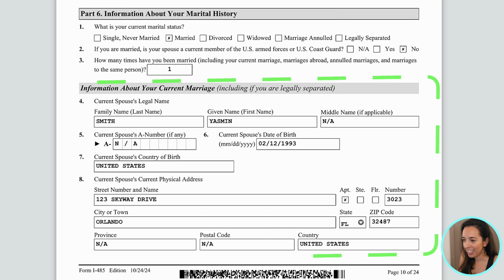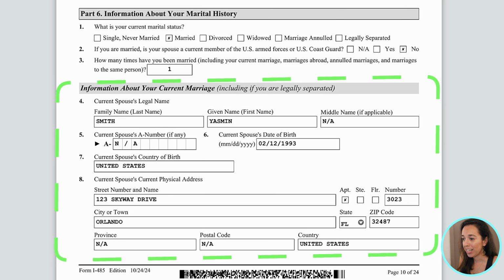The next section asks information about your current marriage. So question 4 asks your current spouse's legal name. So now this is going to be the U.S. citizen. So for instance, in our case, I wrote my last name, my first name, and typed in NA for middle name. It then asks for the spouse's A number. I, the U.S. citizen and petitioner, am a U.S. citizen, so I do not have an A number.